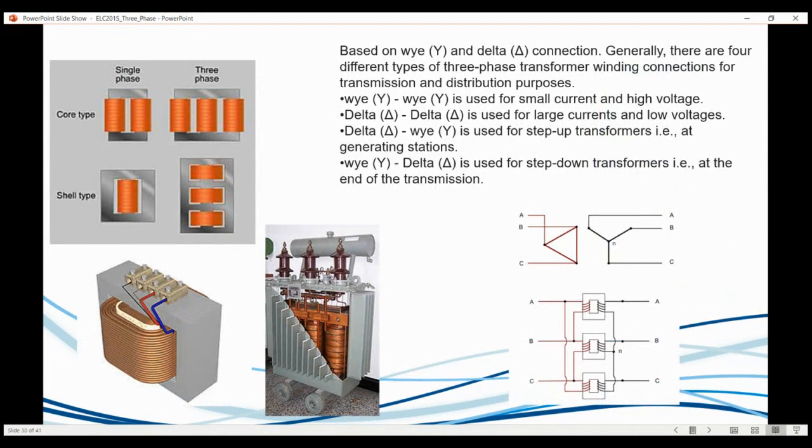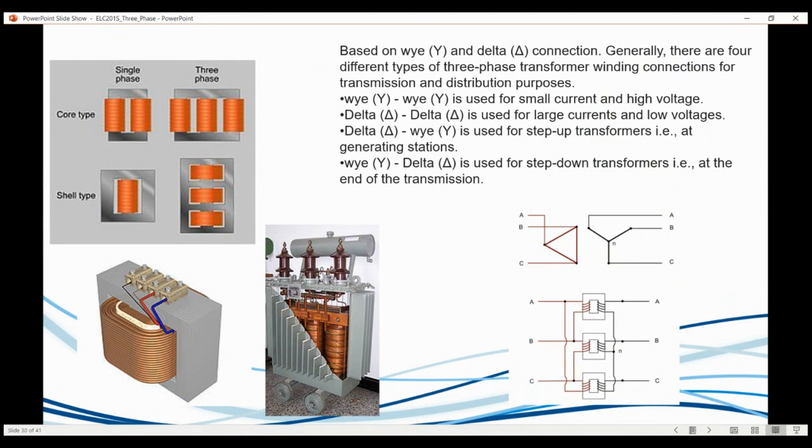And we can configure the transformer in 4 different ways. I just put some pictures of a single phase transformer and a three phase, and you get different types. You get a shell and you get your core types, which I'll briefly discuss in that chapter. But what's interesting, if you look at the Y or star connection, that's typically used for a small current and a high voltage. If you go for delta, you're looking for large currents and low voltages.